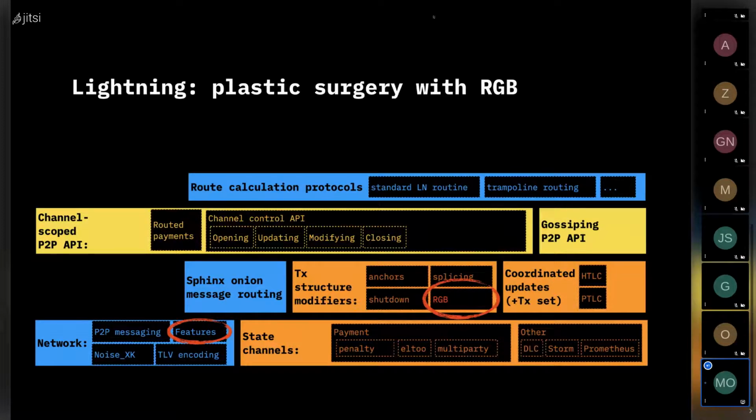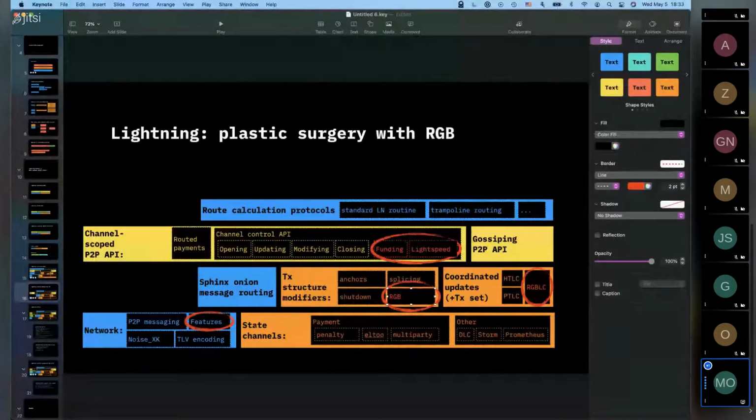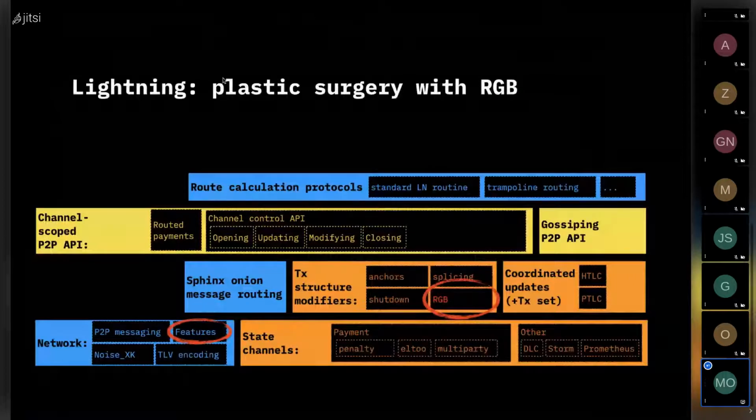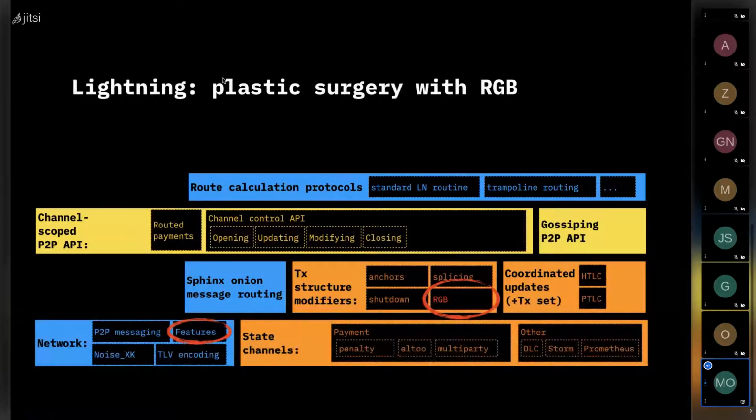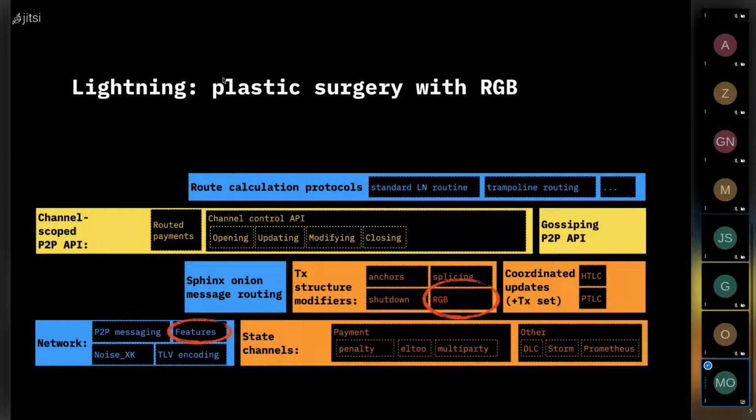First of all, we have to apply another transaction structure modifier next to anchors and shutdown. And this modifier will be signaled with features. So we introduce a feature flag, which we are allowed to do by the Bolt 9 standard, saying that this feature flag signals support for RGB. And when the other node indicates the support, you basically, by default, apply a special modifier to the structure of Bitcoin transactions, which does nothing else than allow you to commit to client-side validated data and tweak public keys. And that's all. So you're signaling that you're tweaking public keys. So that's quite a simple part.